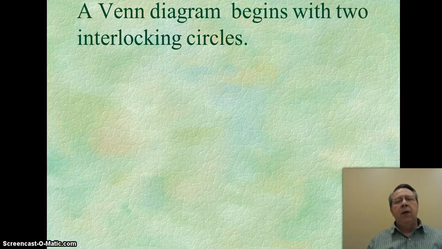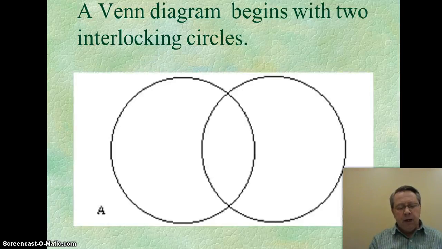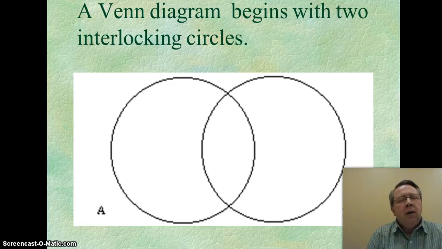Okay, a Venn diagram begins with two interlocking circles for chapter 4, and in chapter 5 we'll use 3, but you'll get the idea. On the left you'll see A, on the right you'll see B. Two circles interlocking. A is your subject, B is your predicate. Now I will recommend that you always do it this way, because you want to stay consistent. As much as possible, there will be times you can't, but as much as possible you always want to put the subject on the left and the predicate on the right.